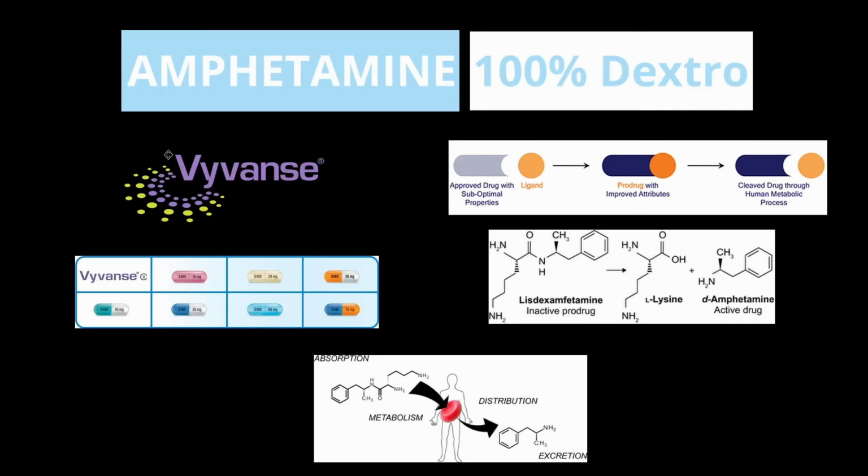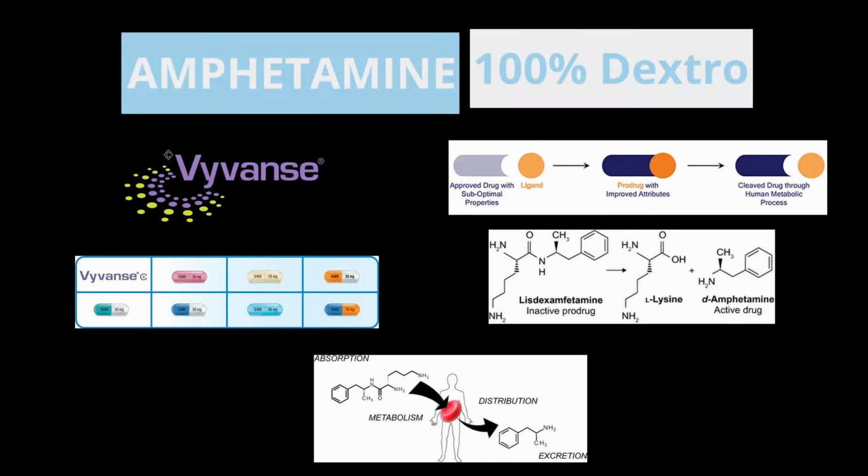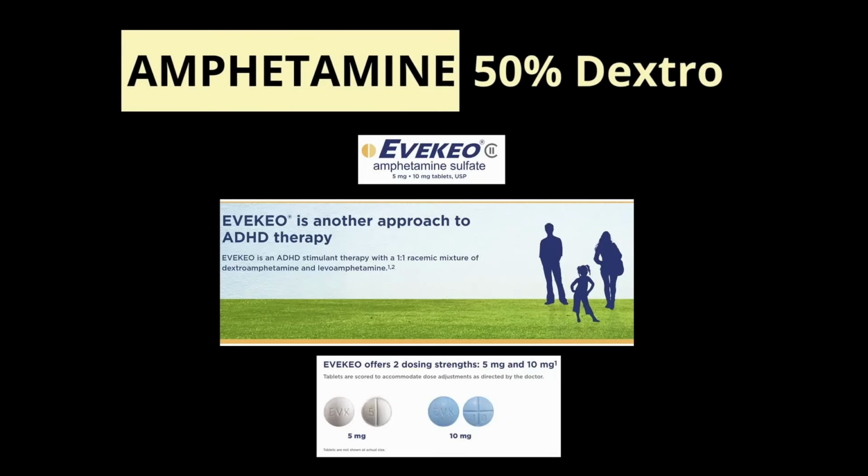So we know that Vyvanse has a nice long duration of action, typically lasting about 10 to 14 hours. And the gradual release mechanism helps to minimize the fluctuation in drug levels that occurs with the immediate release or even some of the extended release formulations. And the prodrug formulation makes it harder to abuse, so it's believed to have less of an abuse potential than the other medications. All right, then just to wrap up the amphetamines, there's also the instant release of the racemic mixture of amphetamine, so that's 50% D-amphetamine, 50% L, and that's just Evekeo.